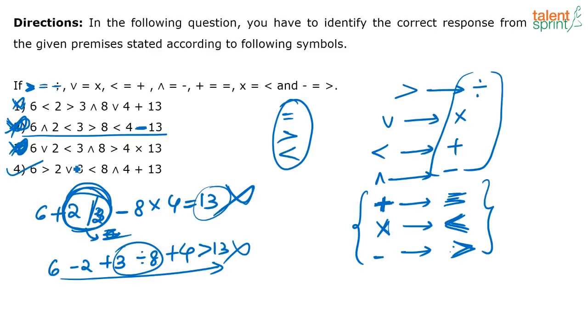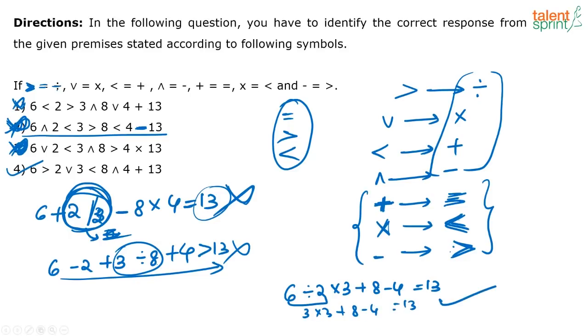When you check option 4, what you will get is 6 divided by 2 into 3, less than is what? Plus 8 minus 4, that is equal to 13. You know 6 by 2 is 3, 3 into 3 is 9. 9 plus 8 minus 4, that is 9 plus 4, which is equal to 13. So that is going to be your correct answer.